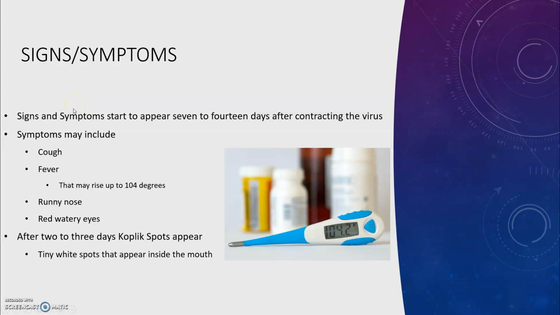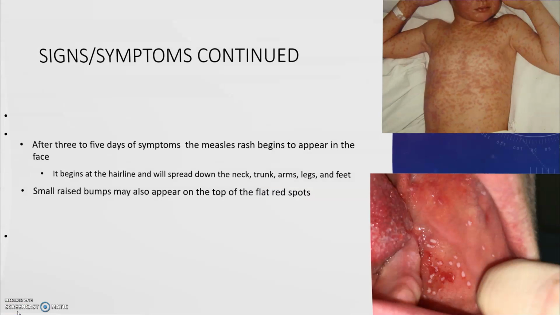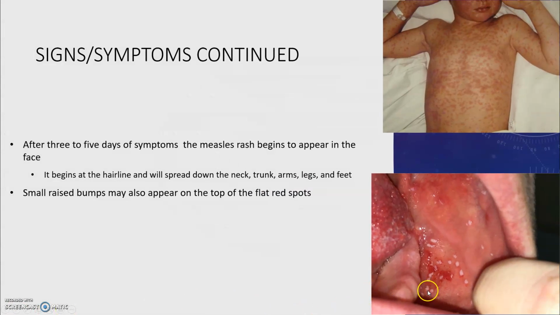Signs and symptoms, the fun stuff. Signs and symptoms usually start to appear 7 to 14 days after contracting the virus. Symptoms could include cough, fever. The fever usually could get up to 104 degrees. A person can have a runny nose, red watery eyes. After 2 to 3 days, Koplik-like spots appear. They're usually tiny white spots that appear inside the mouth. And here are the Koplik-like spots down here, and this is in someone's mouth.